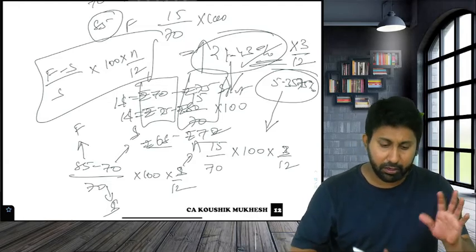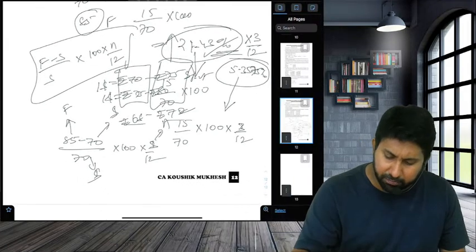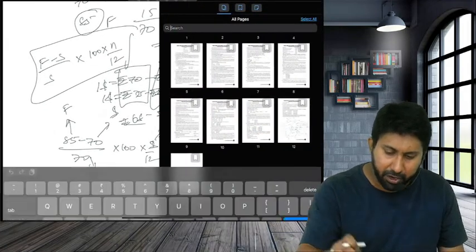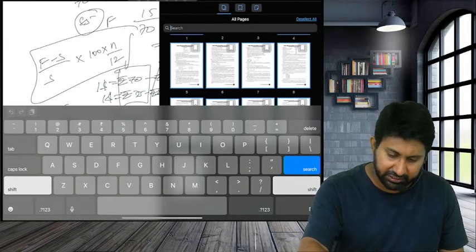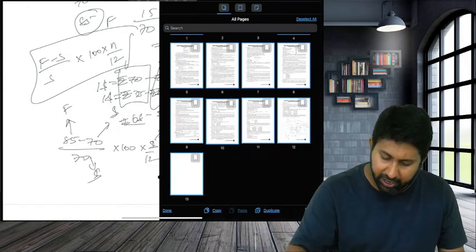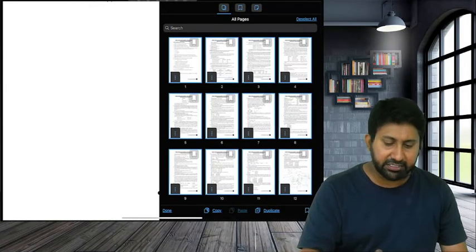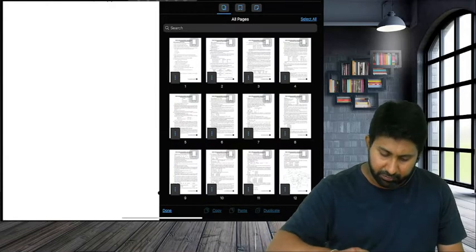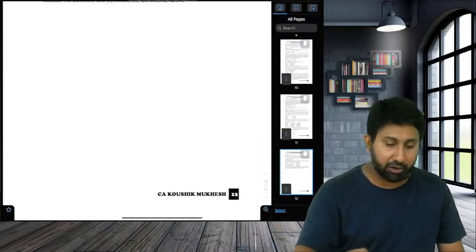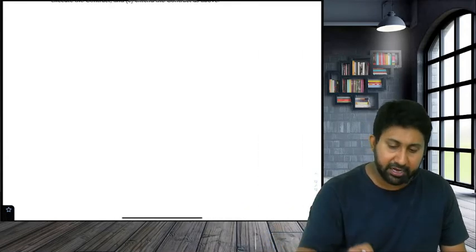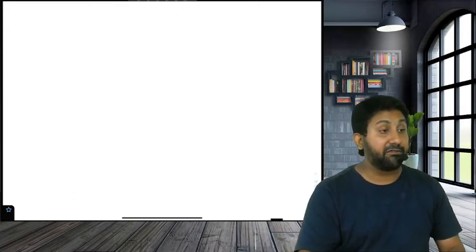So forward need not always have a premium. Forward can also have a discount. At that time this is called a discount, also called a depreciation. At that time the implied interest rate will be a negative rate.